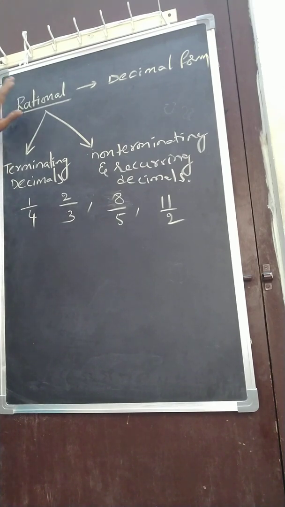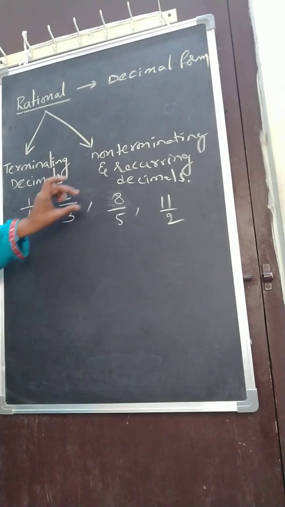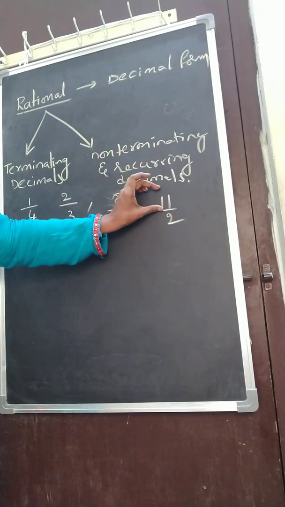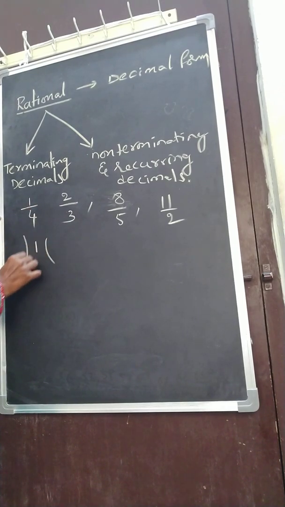When we change a rational number into decimal form, in 1 by 4, 1 is the numerator and 4 is the denominator. In 2 by 3, 2 is the numerator and 3 is the denominator. In 8 by 5, 8 is the numerator and 5 is the denominator, and in 11 by 2, 11 is the numerator and 2 is the denominator. Every time we should divide the numerator by the denominator. Let us divide 1 by 4.